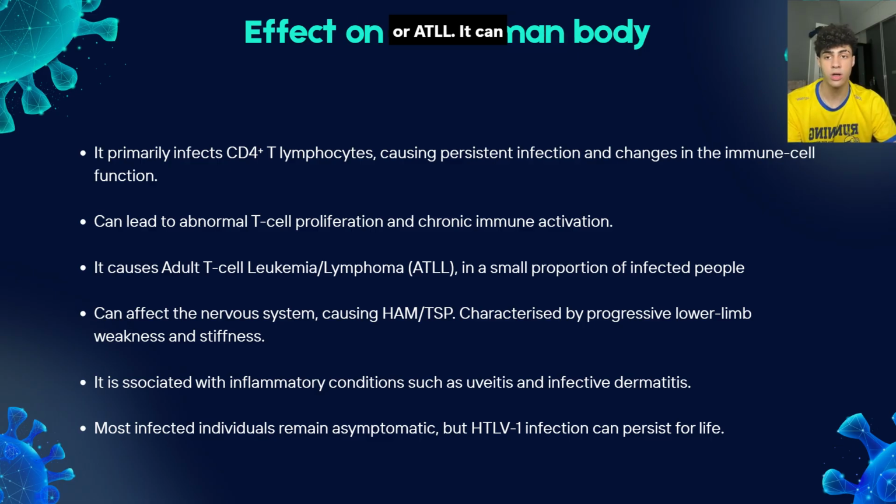It can also cause HTLV1 associated myelopathy or tropical spastic paraparesis, also known as HAM or TSP, which can cause progressive weakness and stiffness in the lower limbs. HTLV1 is also associated with inflammatory conditions such as uveitis and infective dermatitis. However, most infected individuals remain asymptomatic even though infections can persist for life.